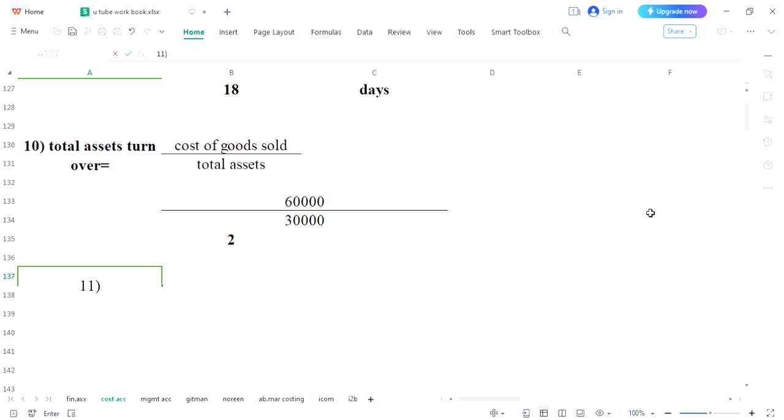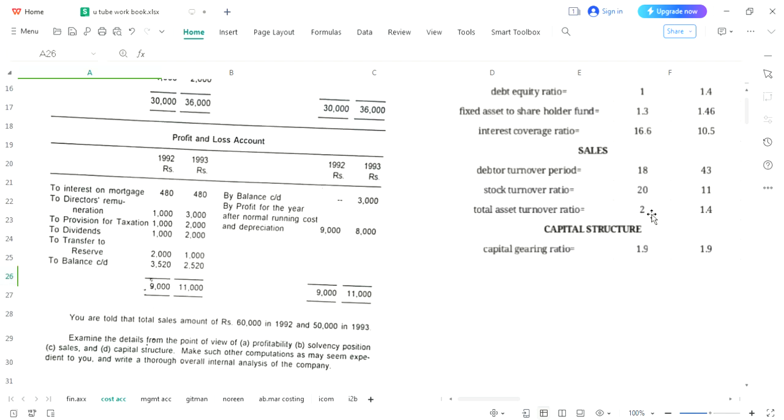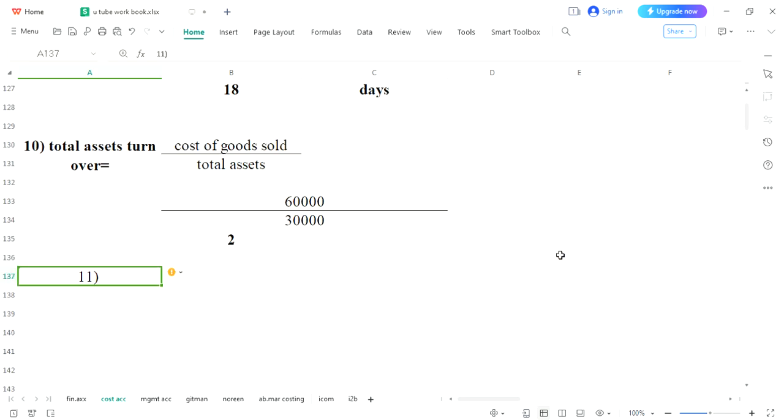Now last, that is the capital gearing ratio. Capital gearing ratio is our next target. Why are we doing this question? Because this is the only question which has several ratios that were not present in the previous question. So if you solve this question clearly, you will be able to solve all other questions as well. So here I'm going to settle it down, capital gearing ratio.